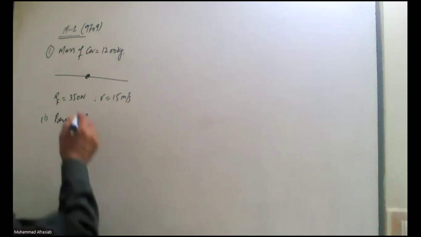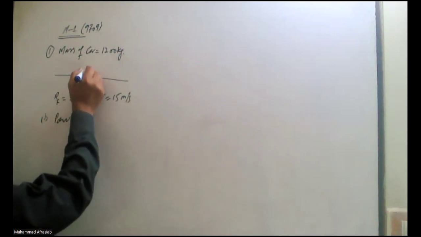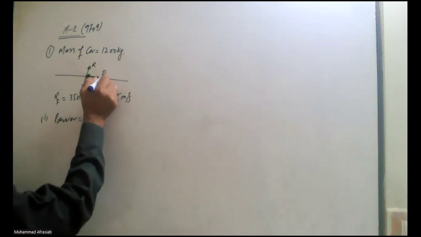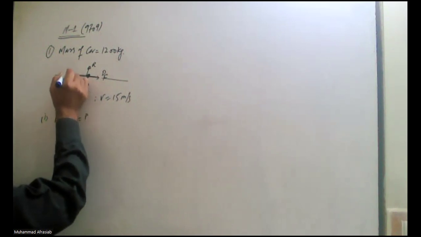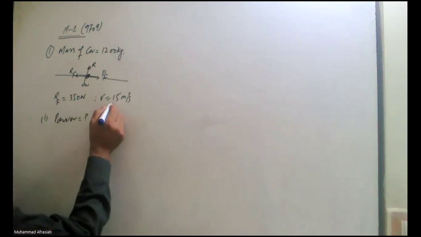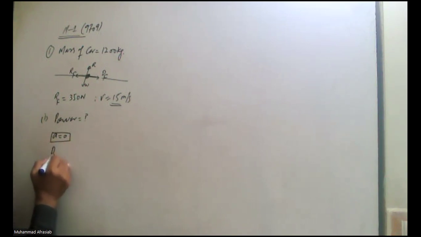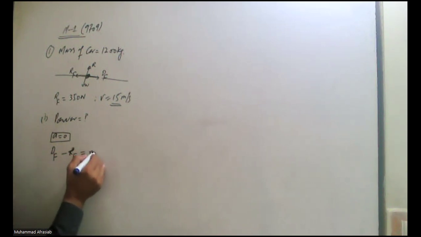Since this is a car on a horizontal road, this is R, the normal reaction, this is the weight, this is the driving force, and this is the resisting force. Since it is moving at a constant speed of 15 meters per second, acceleration is equal to 0. So first of all, we use this equation: driving force minus resistive force is equal to ma, and that is equal to 0.